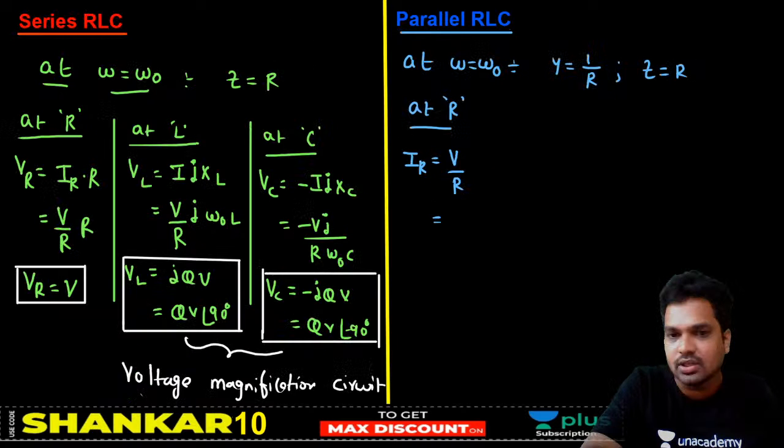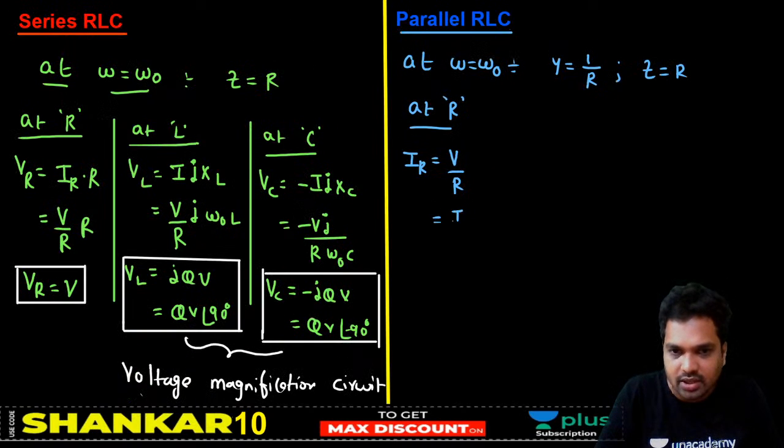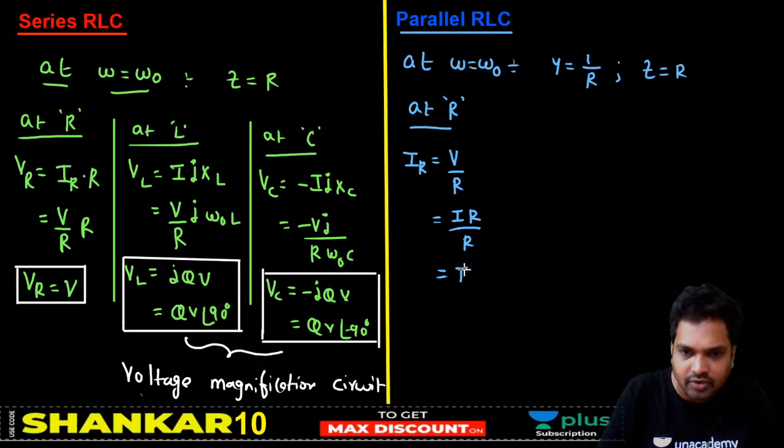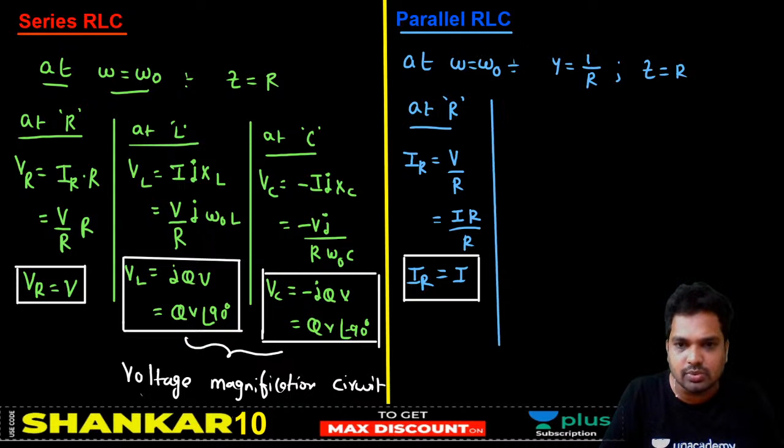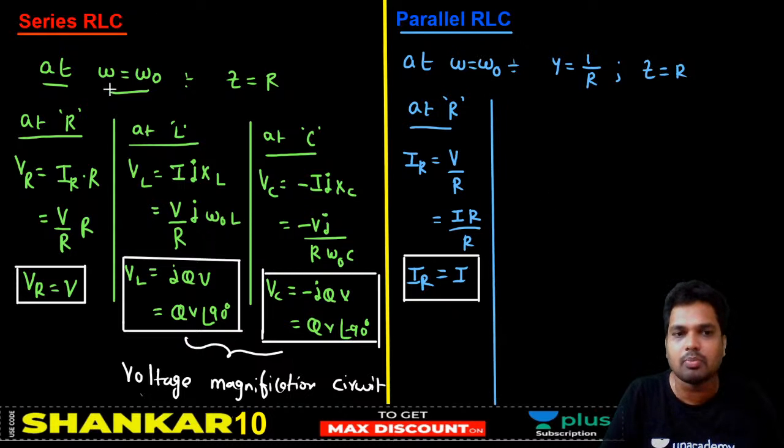Right. So at resonance, your V equals I times Z, but Z equals R. So I into R by R. What is the meaning of it? I. So at resonance, the current in the resistor will be equal to the total current applied. Current in the resistance will be equal to the total current applied.